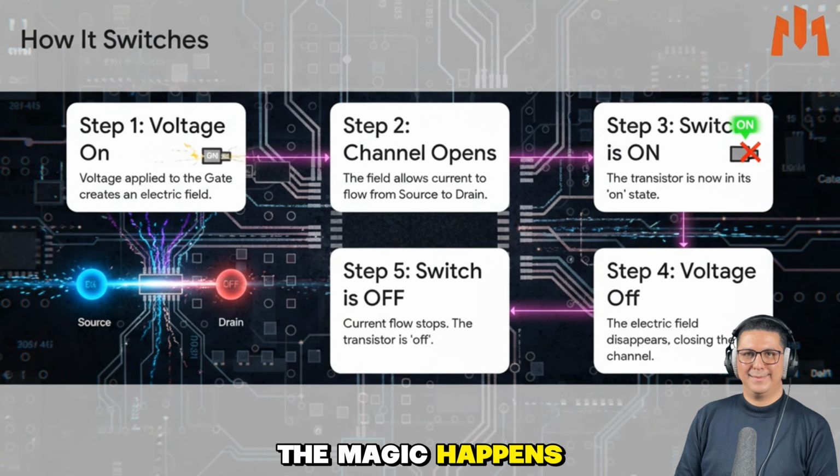And here's where the magic happens. Think of the gate like a faucet handle. When you apply just a tiny bit of voltage to that gate, it creates an electric field that opens up a channel right through the semiconductor material. And boom, electricity can now rush from the source to the drain. The switch is on. Then you just remove that voltage from the gate, the channel closes up, the flow stops, and the switch is off. That's it. It's that simple and at the same time, that profound.